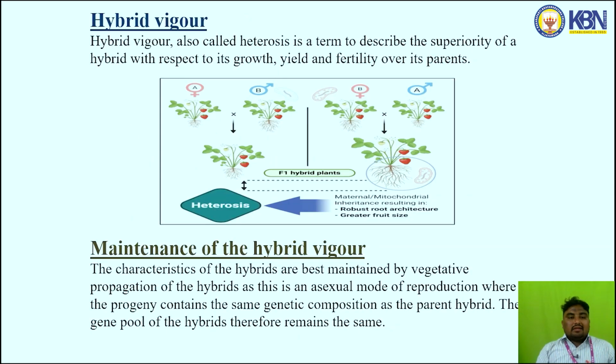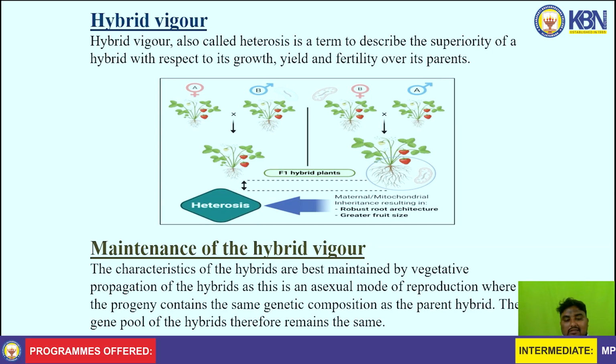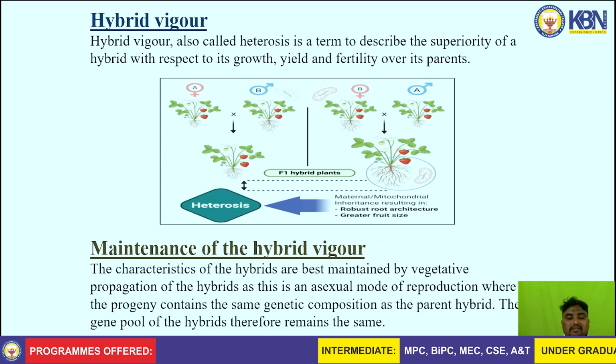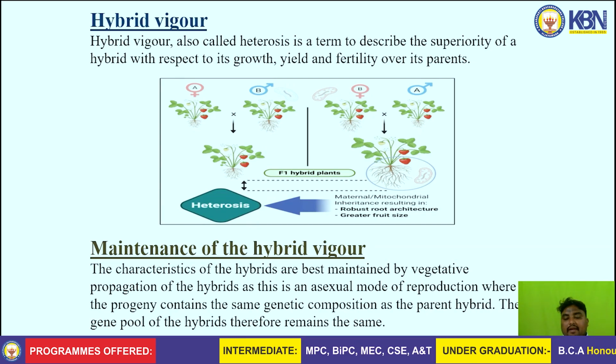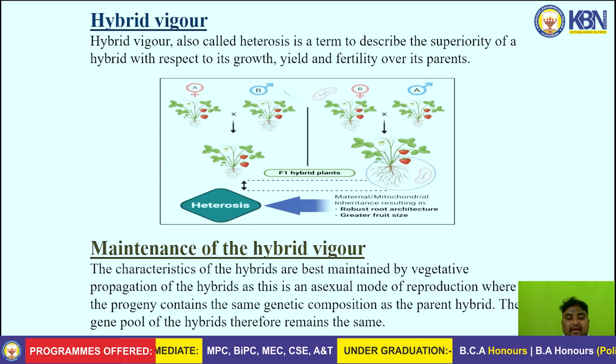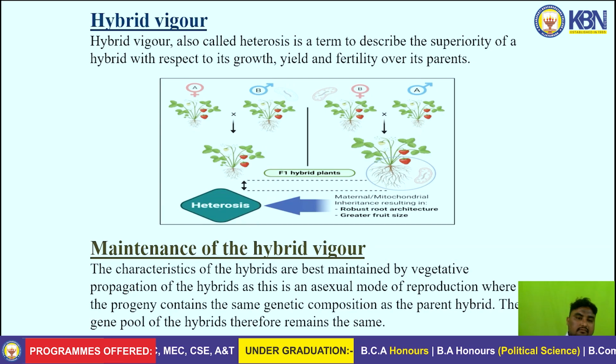Hybrid vigor. Hybrid vigor, also called heterosis, is a term to describe the superiority of the hybrid with respect to its growth, yield and fertility over its parents. The maintenance of hybrid vigor. The characteristics of hybrids are best maintained by vegetative propagation of the hybrids, as this is an asexual mode of reproduction where the progeny contains the same genetic composition as the parent hybrid. The gene pool of the hybrids therefore remains the same.